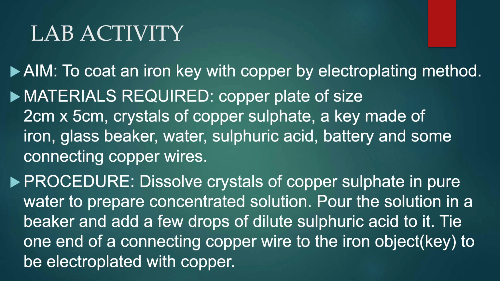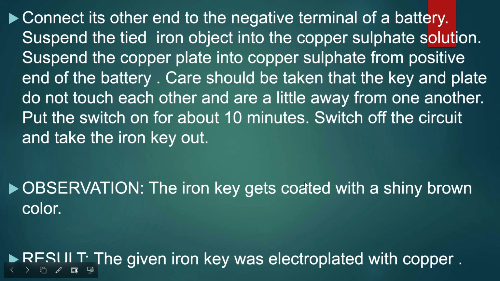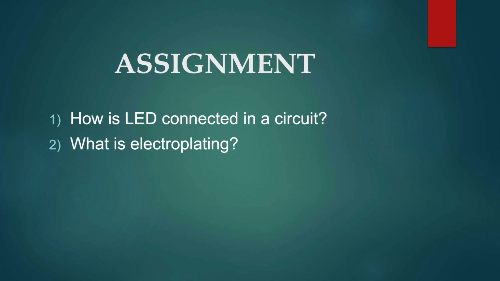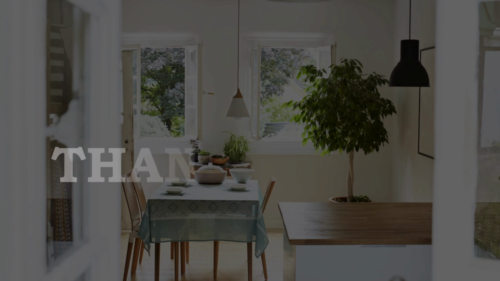Okay children, so the observation here is the iron key gets coated with a shiny brown color, and the result what we write is the given iron key was electroplated with copper. Coming to the assignment, how is LED connected in a circuit? That is, you have to write what is the longer lead connected to and what is the shorter lead connected to in the circuit. And the second question is, what is electroplating? Thank you.